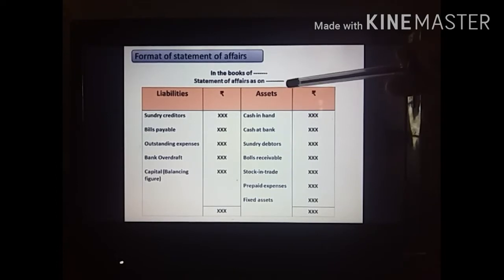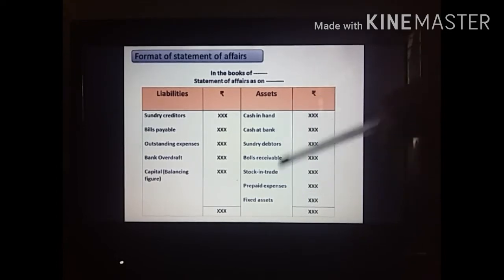In the particulars column you have to write the name of the assets. Then we have two amount columns, one is the inner column and the other is the outer column. In the outer column only you have to put the amount. Even if we have any adjustment, as I already told you, for opening capital and closing capital, we have to use the same format, but while computing the closing capital we have to make some adjustments.